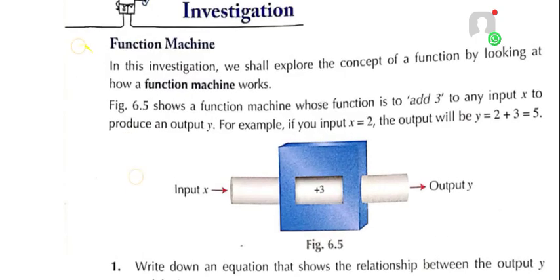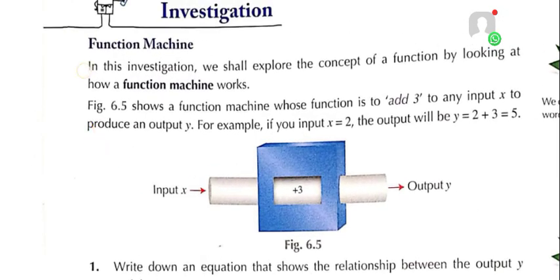Now, look at this thing. This one is called the function machine. Now, let's investigate how a function machine works. This figure shows a function machine whose function is to add 3 to any input x to produce an output y. So again, you input x and you get output y. For example, if you input x equals 2, the output will be 2 plus 3, right? It will become 5.